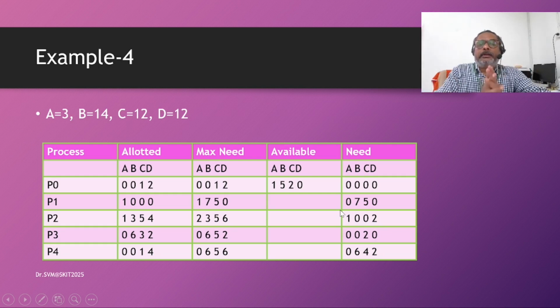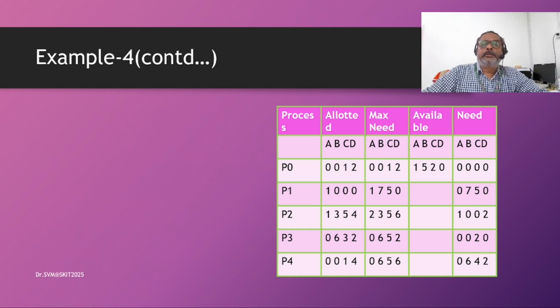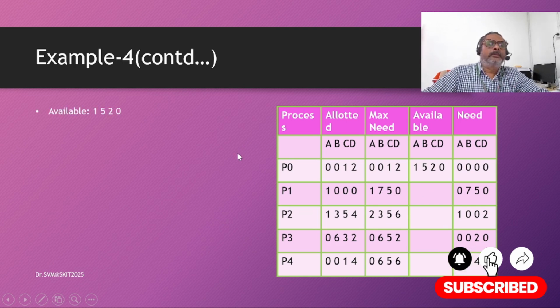So that's the current scenario, and let us see, will this be able to complete all the 5 tasks? If so, then what order, and so on. So let's jump into it. I just copied that in the same table, just reduced the size of the table, but the matter is the same. So let's begin. To start with, we have 1520 instances of A, B, C and D respectively available, and let us check what P0 requires.